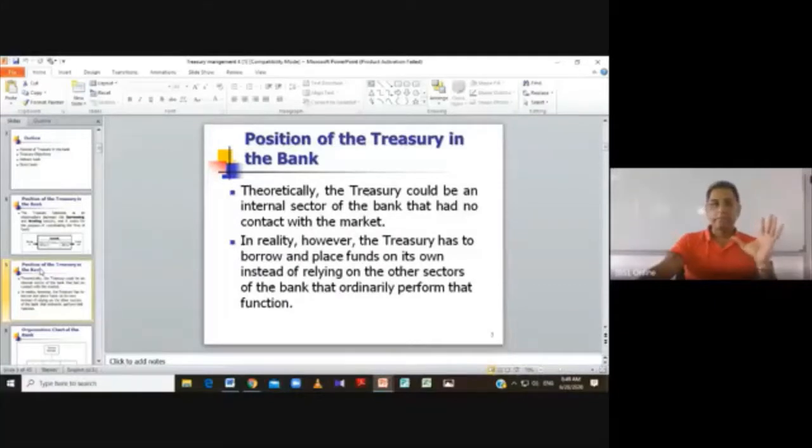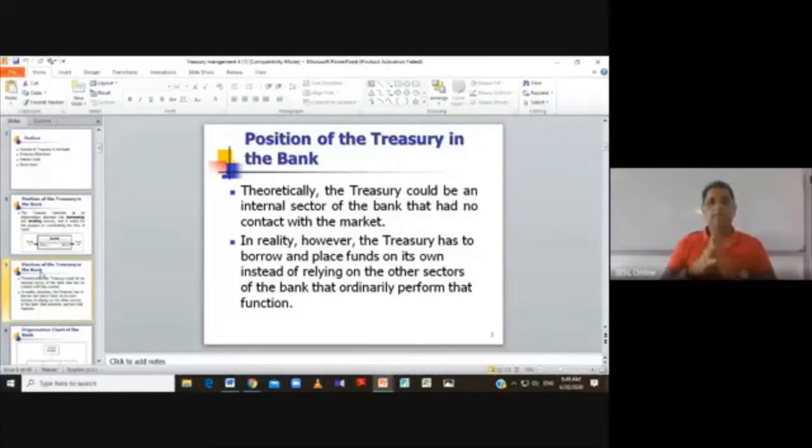Slide number 5. Yeah, so like I said in the beginning, theoretically, because it sits between the deposit collecting arm of the bank and the lending arm, it could be an internal function that has no contact with the market. So basically, somebody gives the money to him, then he decides and sends it out to the guy who's lending the money, and that's it.